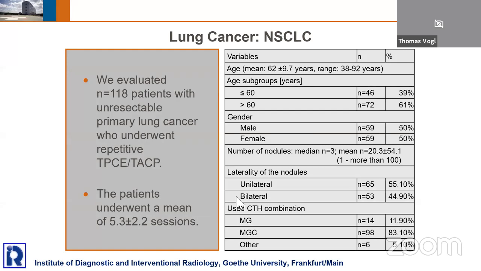More complex is the situation in lung cancer. We have now meanwhile treated a group of more than 100 patients with unresectable primary lung cancer. They underwent chemoembolization, a mean of 5.3 sessions. Here you see the age groups. Most of the patients were older than 60 years, equal female and male, unilateral 65, bilateral 53, and we had also some underlying situations.